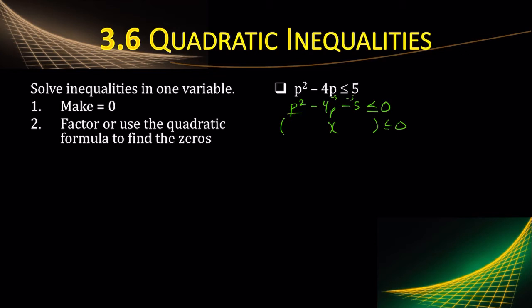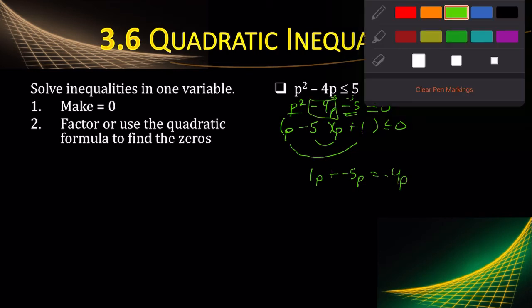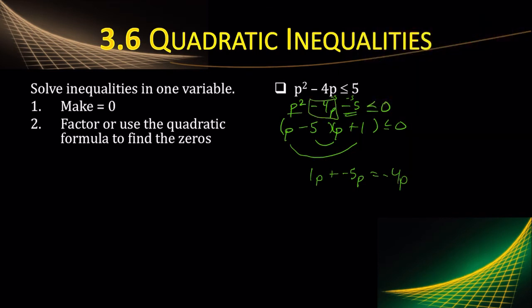What times what makes p squared? It's p times p. What times what makes the negative 5? Might be a negative 5 and a positive 1. And we check. The outers is 1p. Inners are negative 5p, which makes negative 4p, and that is the middle, so we did it correctly.